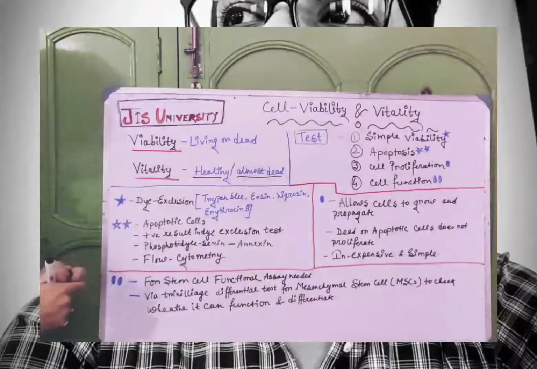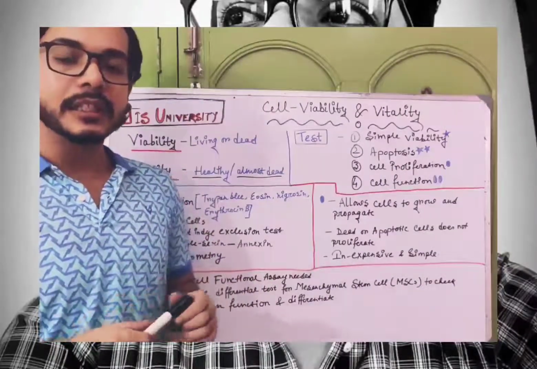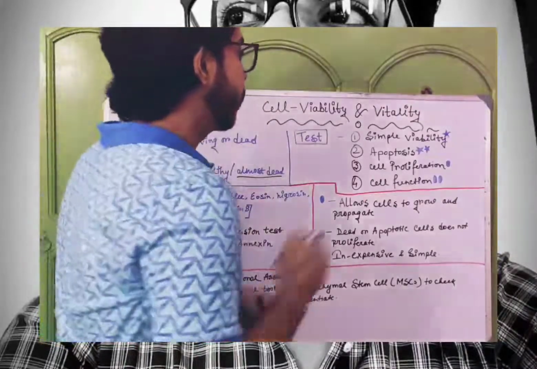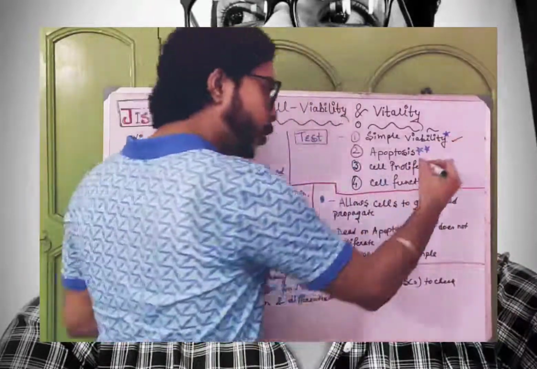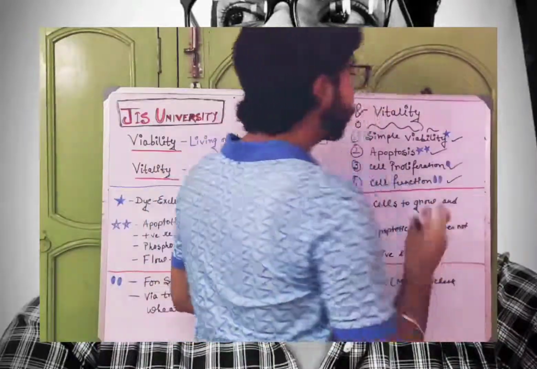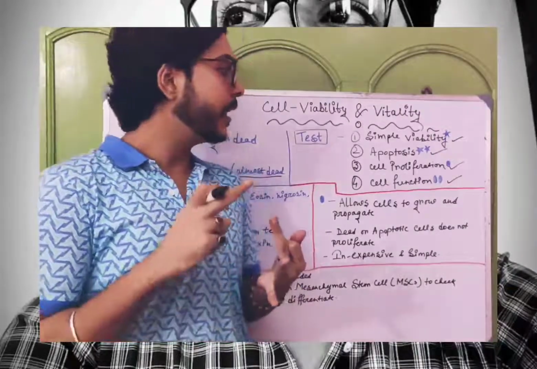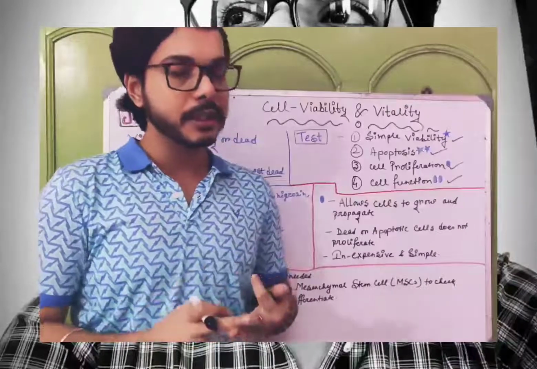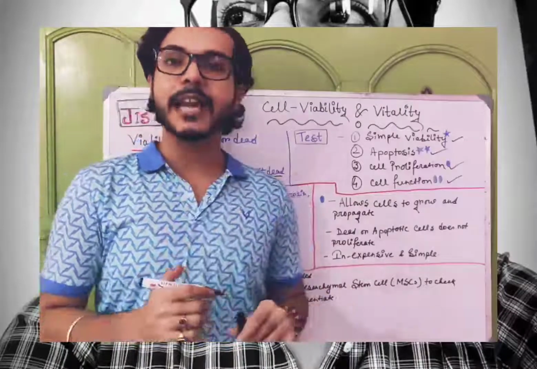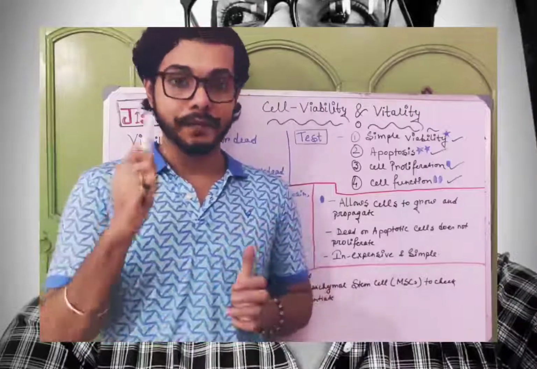Next, we will see the different types of tests that can be done to see a cell's viability or vitality. Here: simple viability study, apoptosis test, cell proliferation test, and cell function test. So these four categories of test can be done. Simple viability, then apoptosis, then cell proliferation, and the last one, very important, the cell function test.